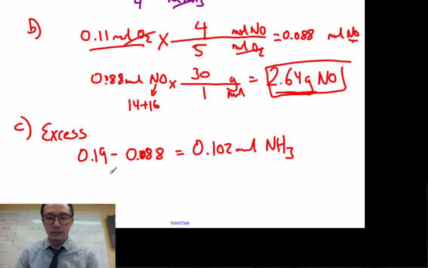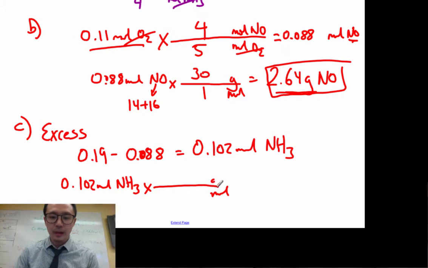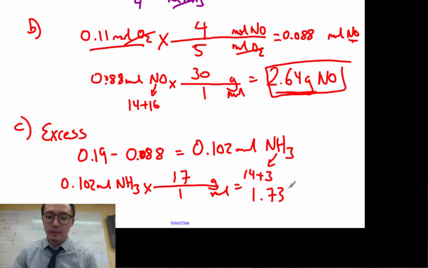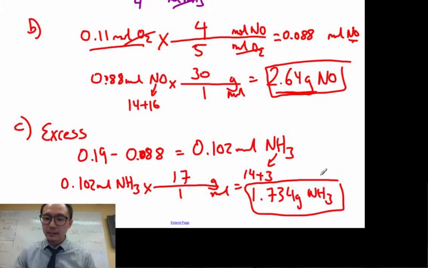And if you want to calculate the grams left over, I just need to convert this back into grams. So times moles to grams, molar mass of NH3 is 14 plus 3 because we have 3 hydrogens. That's 17 over 1. That gives me 1.734 grams of NH3. So what did we calculate here? 1.734 grams, that's the leftover.